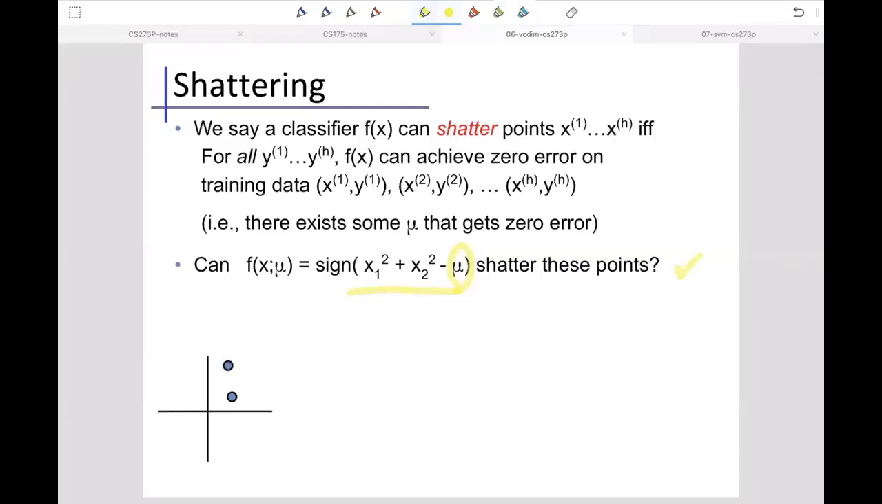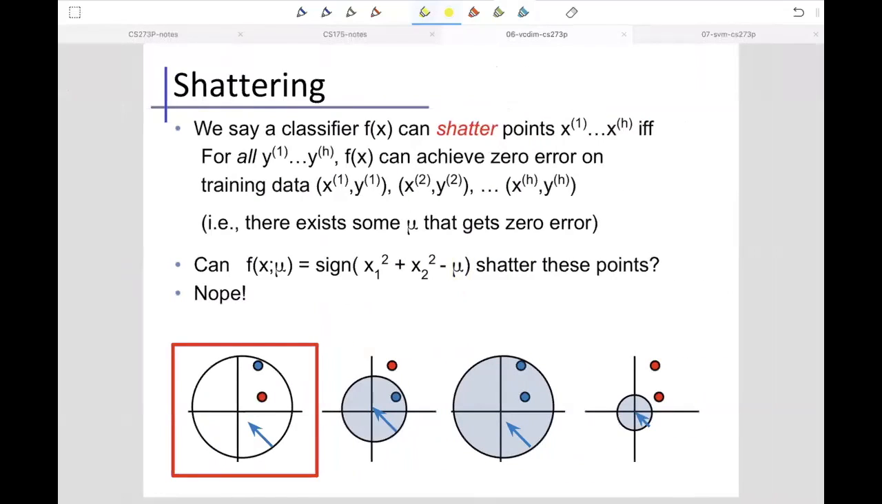Again, let's check that. There are 4 possibilities, 4 label assignments: 1, 2, 3, and 4. So for this case, let's think about the right-hand side. If I choose a radius to be small, everything inside would be a negative label, -1, and everything outside would be +1. In that case, because I have two red dots, +1, I can correctly classify them. Now we'll move to this side, where both of them are -1 and -1.